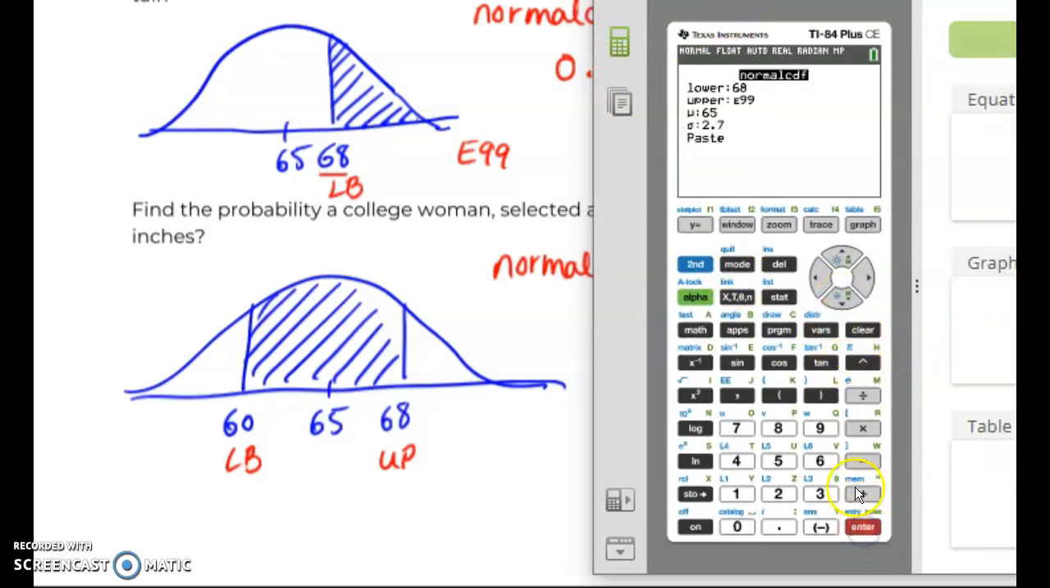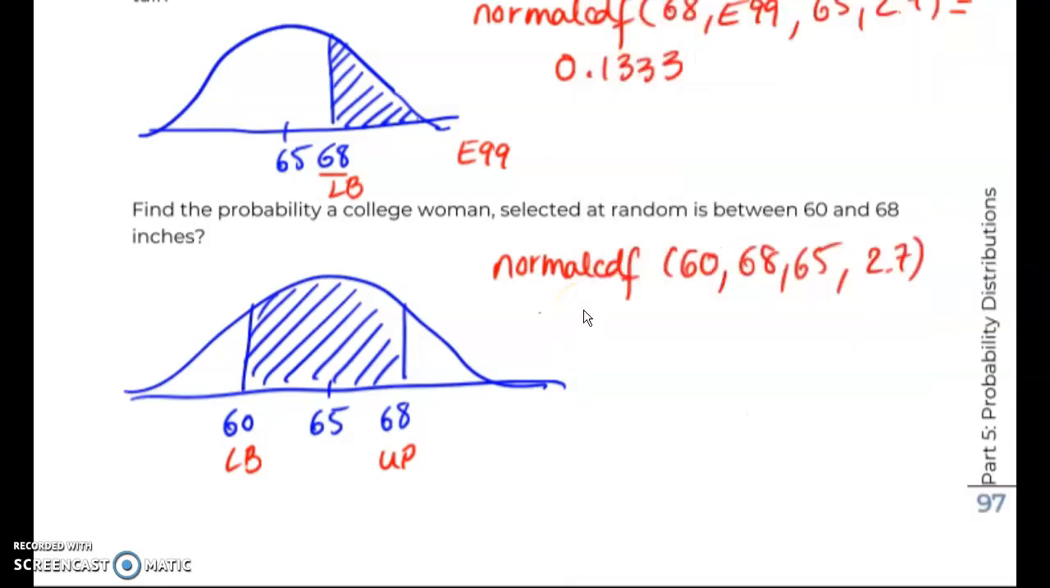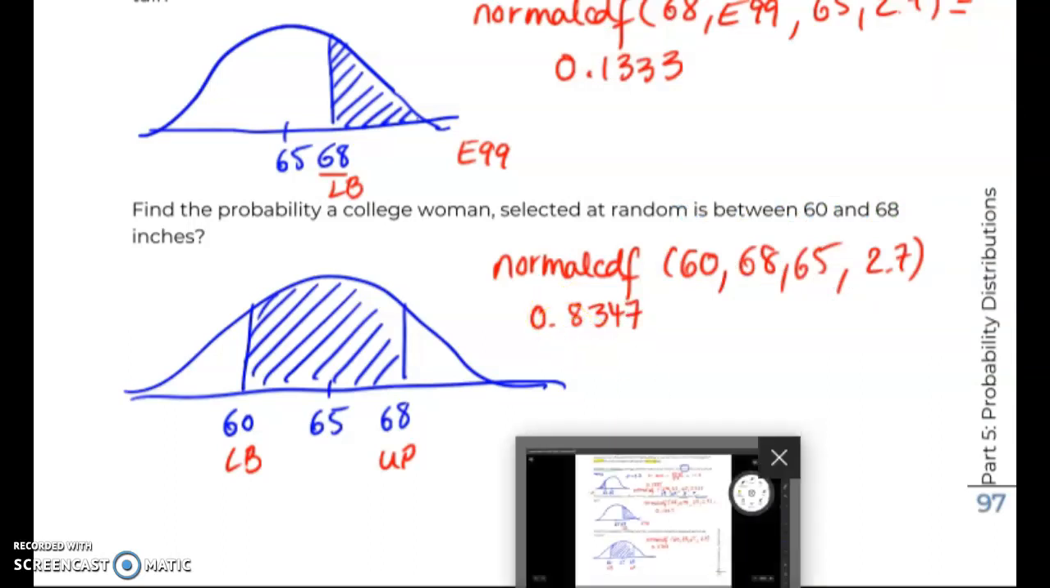So one more time over here on the calculator, we have a lower bound of 60, upper bound of 68. Everything else stays the same. We're going to hit enter over here and we got a probability of 0.8347. And all these seem reasonable when looking at our graph over here.